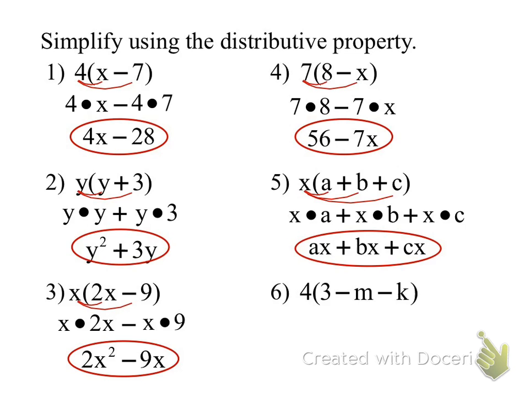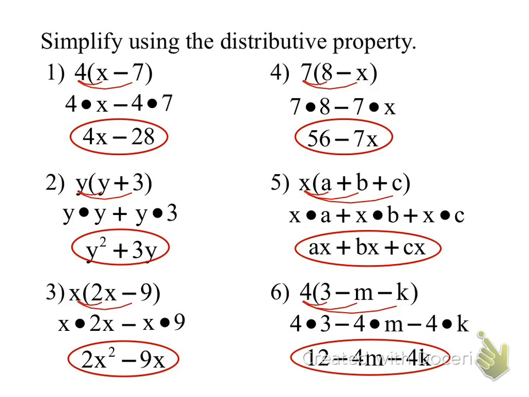Last problem. 4 times 3 minus 4 times m minus 4 times k. So that gives us 12 minus 4m minus 4k. Pause the recording if you need to check your answers.